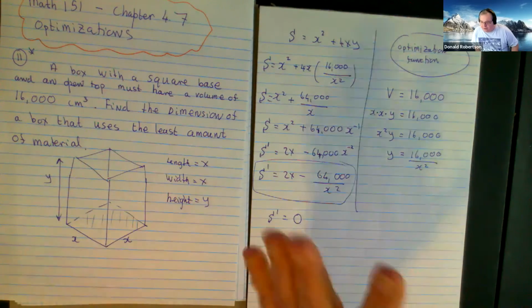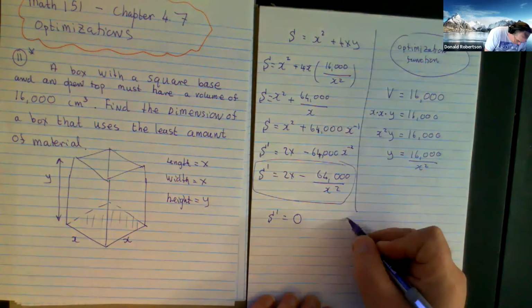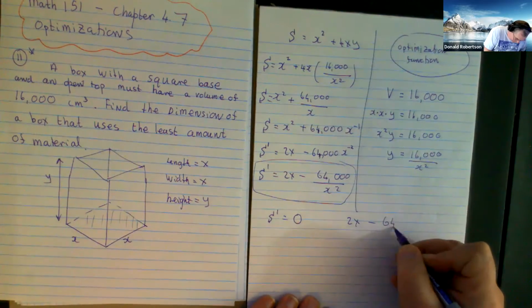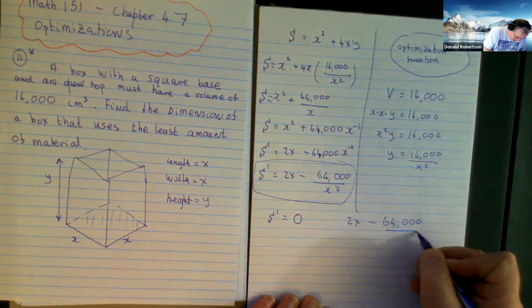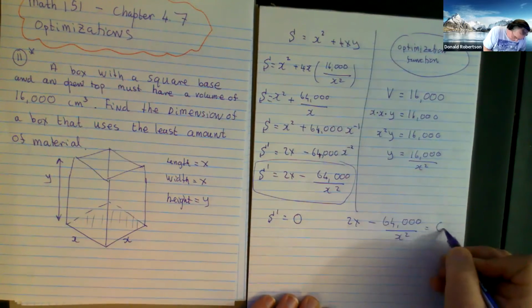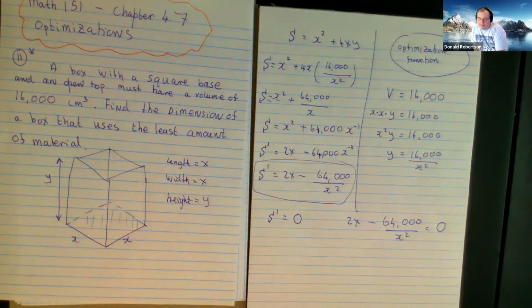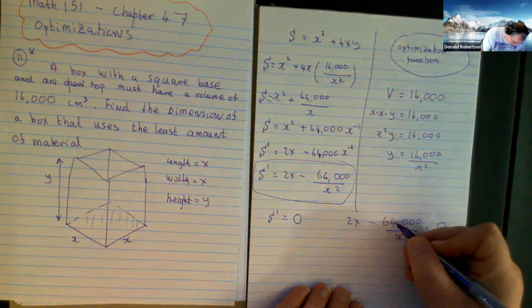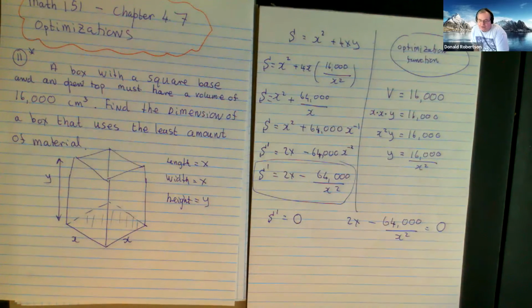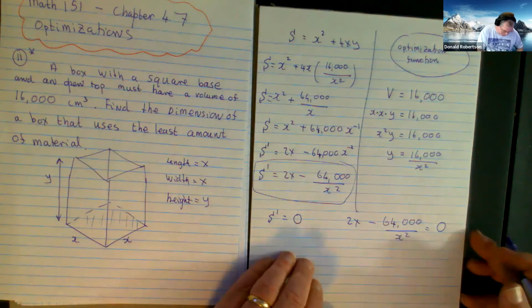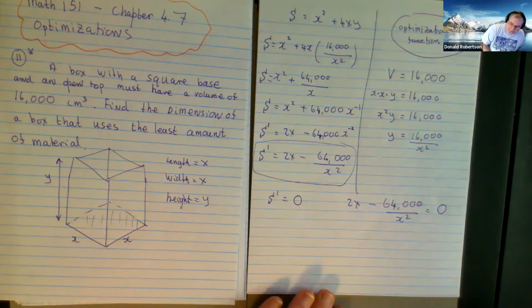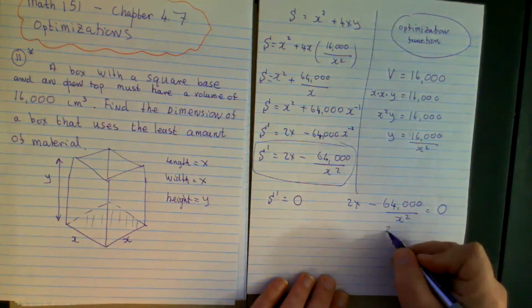So I'm not even going to look at the undefined. I am going to, however, try and solve algebraically when this guy is equal to 0. And this thing is doable. Even if the answer is downright ugly, it's still doable. So here goes. What should I do to both sides to get closer to solving this equation for x? Add 64,000 over x squared.